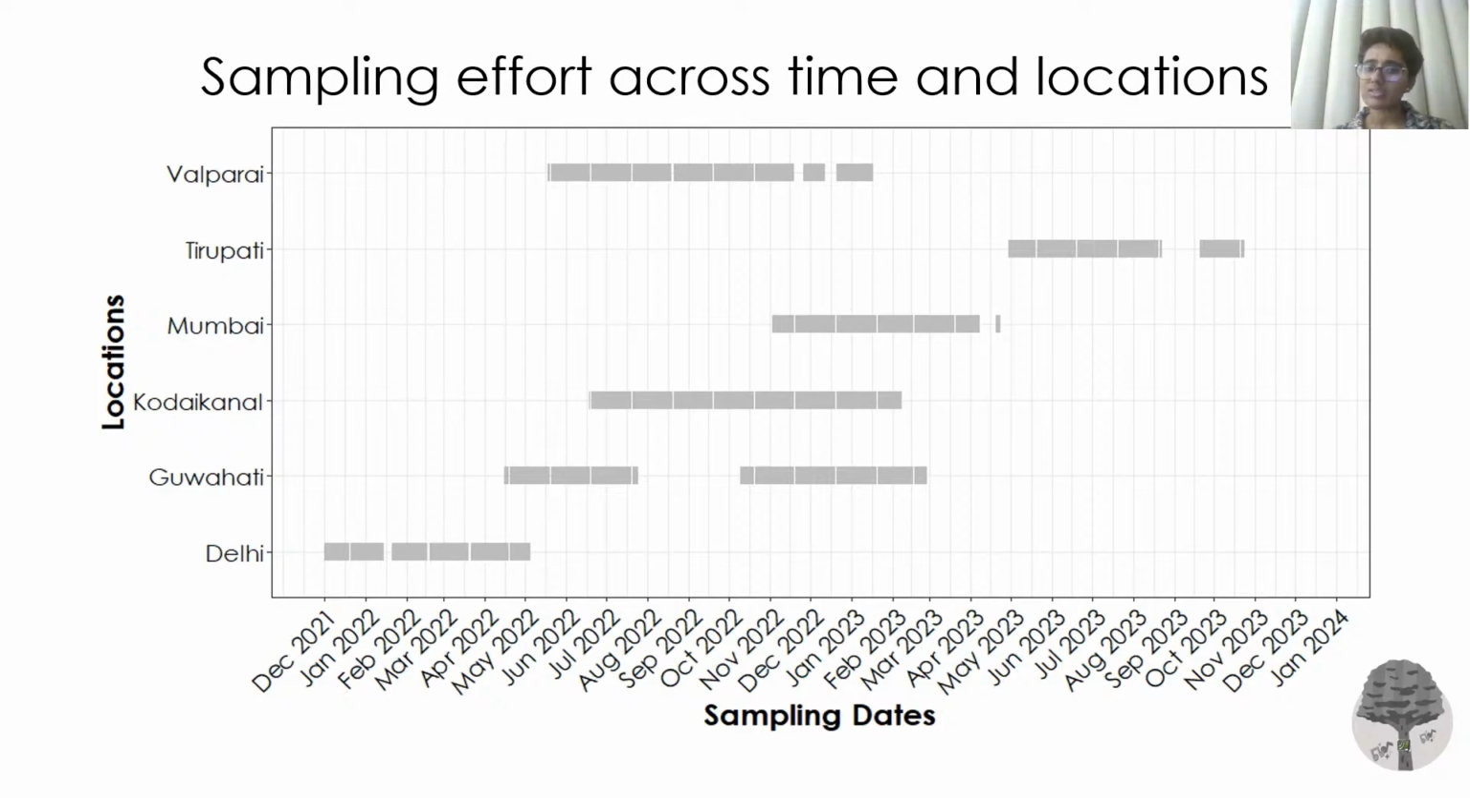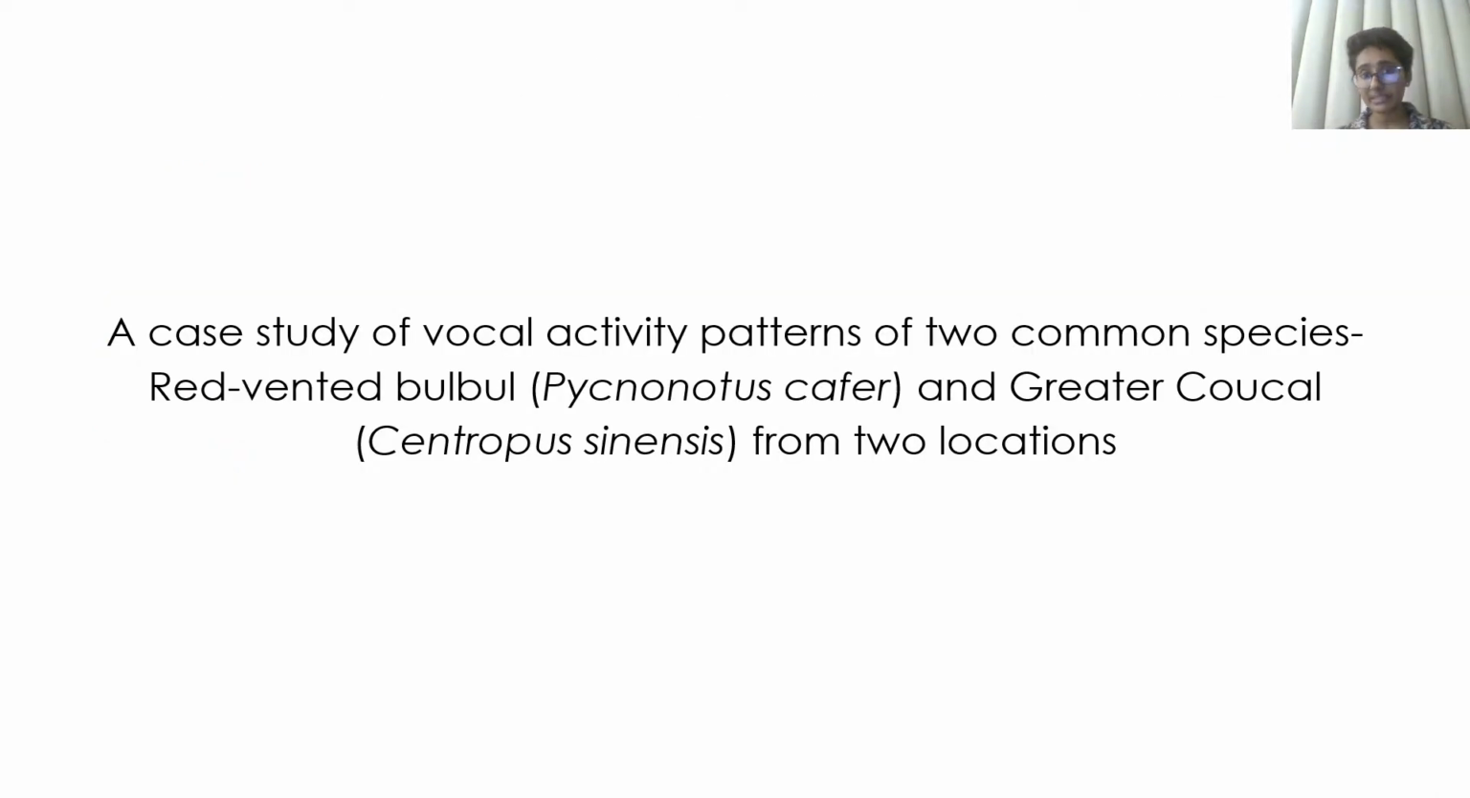At these locations, we deployed acoustic recorders which collected data for 5 minutes every 25 minutes, for 24 hours across several months from 2021 to 2023. But for this presentation, I will be talking about how we used BirdNet to annotate the vocalizations of two common species, red-winged bulbul and greater coucal, and potentially use it to study vocal activity patterns.